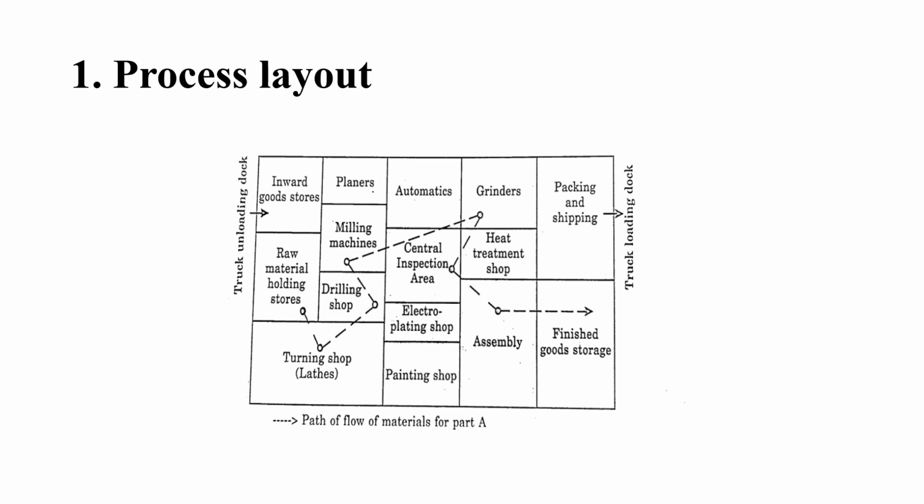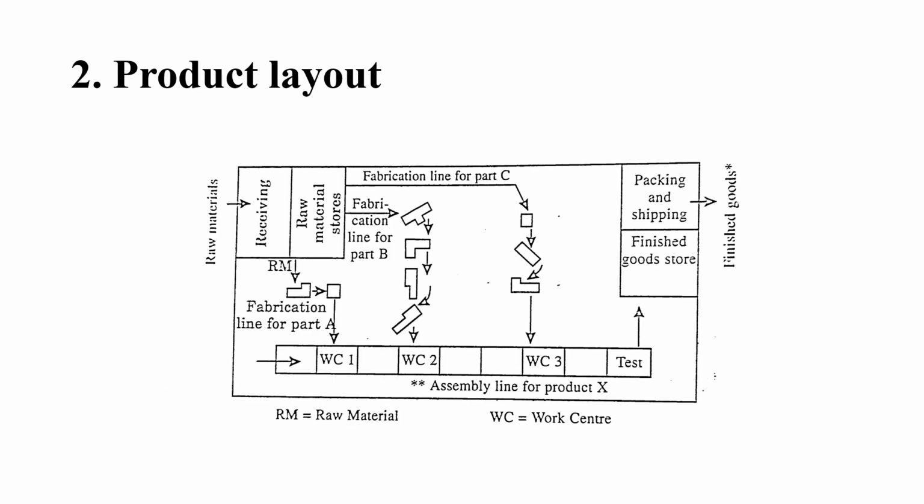Next, let us move to the second, product layout. In the product layout, all the arrangement of machines, equipment and tools is done according to the production of the goods. First we are going to bring the raw materials. Afterwards, we are receiving it and storing the raw materials. Afterwards, we are sending it for production from one center to another center.